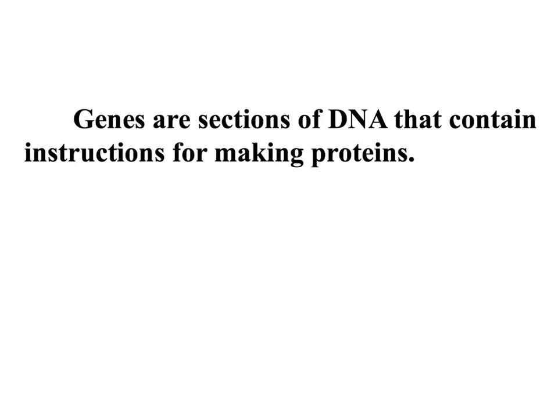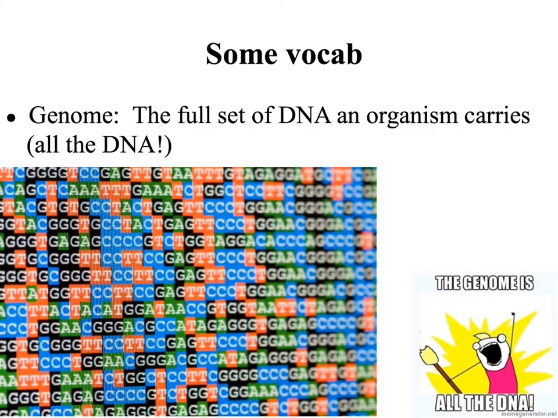If we look at the sequence of DNA, certain sections of DNA code for specific proteins. These are called genes. Genes are what actually code for our traits. Different variations of genes make different organisms. Let's hit a few vocab words.